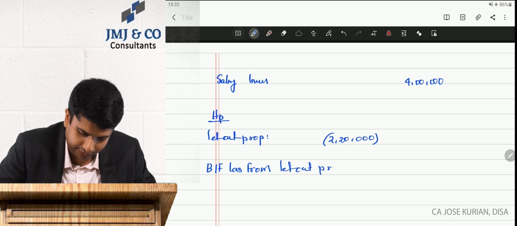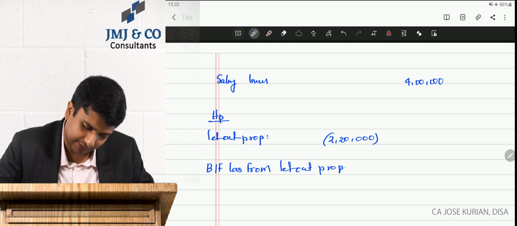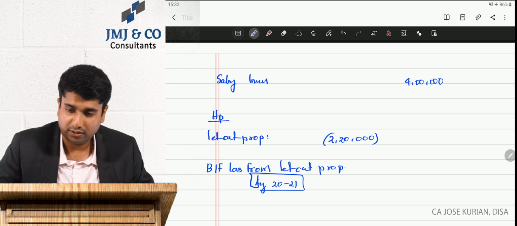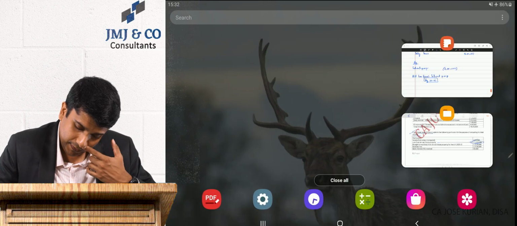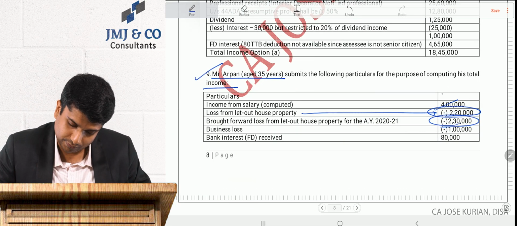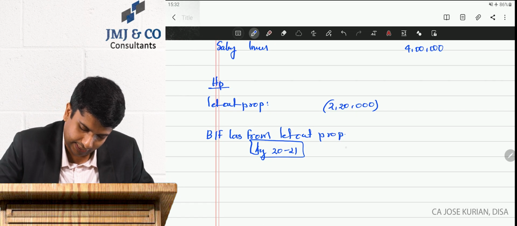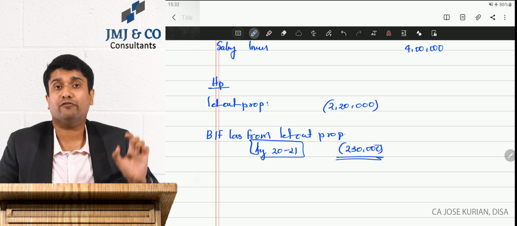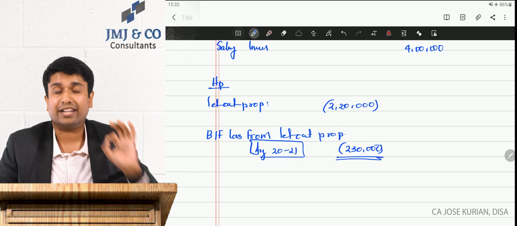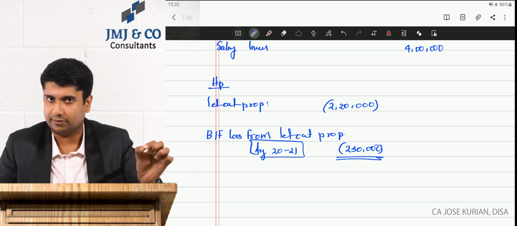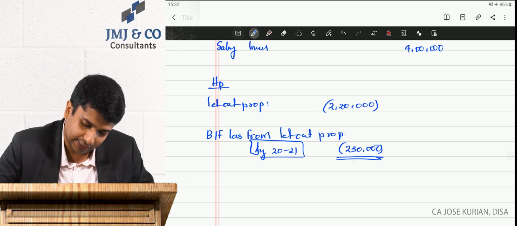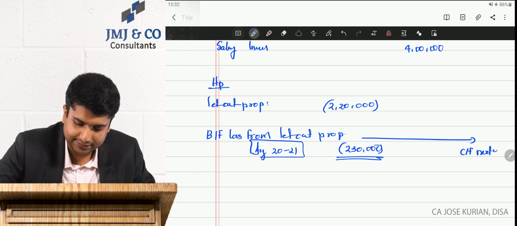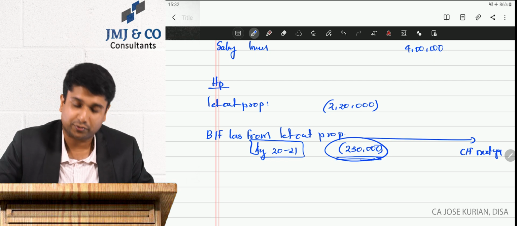That is from the previous year. That means from assessment year 2021 is that loss. So that loss, and how much is that loss? It is 2,30,000 is that loss, right? So 2,30,000 anyways you cannot claim this year. Why? Because if you want to claim a brought forward loss from house property, then there should be income from the head house property. If there is no income from the head house property, then you have to straight away carry forward it to the next year. Alright, so this 230 you have to straight away carry forward.